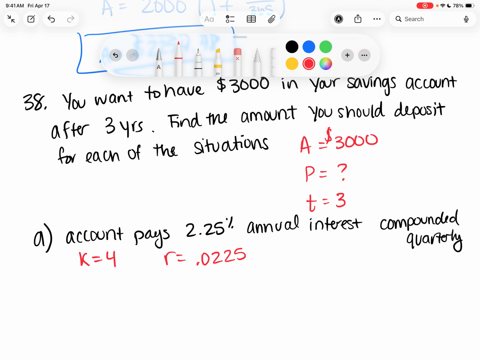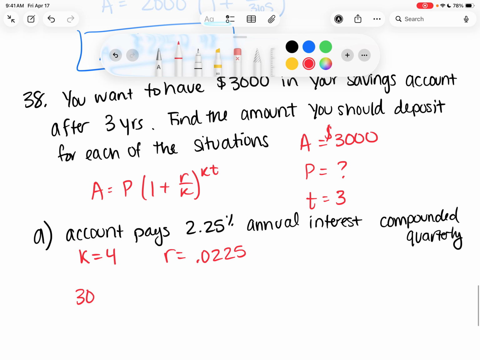So, I'm going to write the formula here just so we have it: A equals P times 1 plus R over K, to the KT, just so that we can reference it. So, I have 3,000 equals P times 1 plus 0.0225 over 4, raised to the 4 times 3. We have to do this a bunch of times, so 2 more after this one.